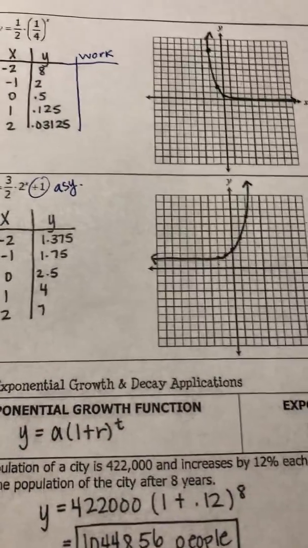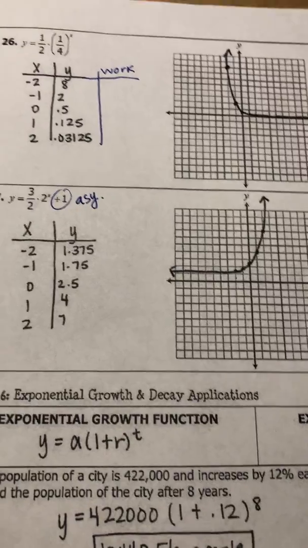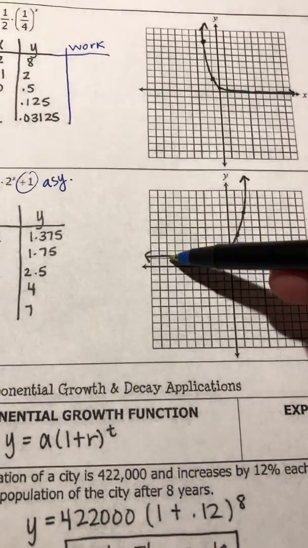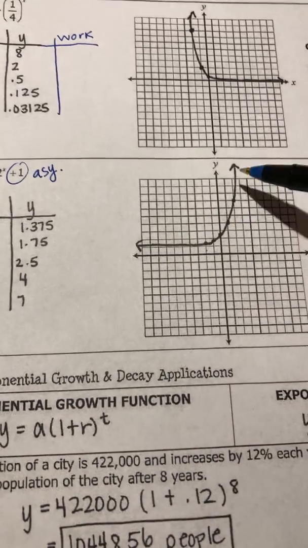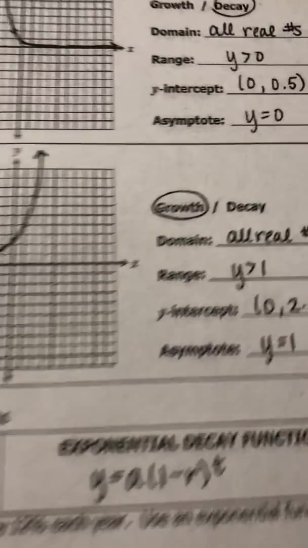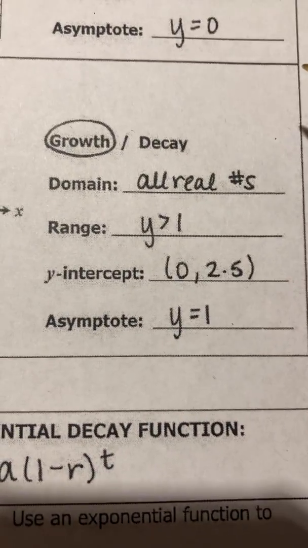Here's what the graph looks like. And again, we have the asymptote. It's going to hover on this, the +1 line here. And here are my characteristics of it. Okay.